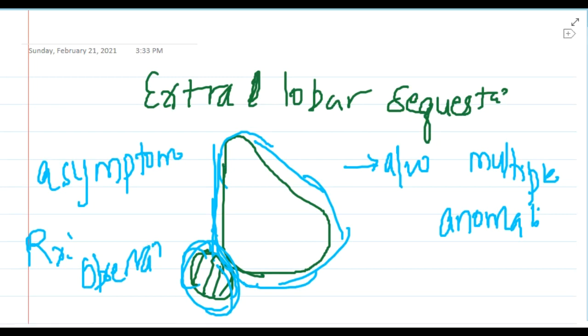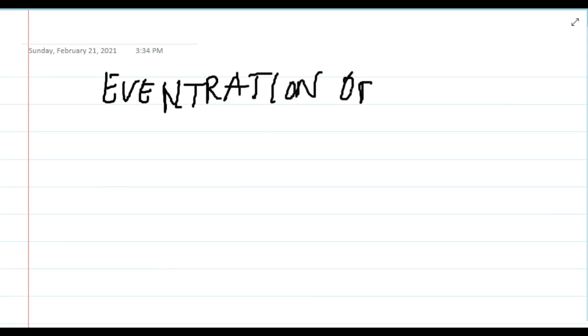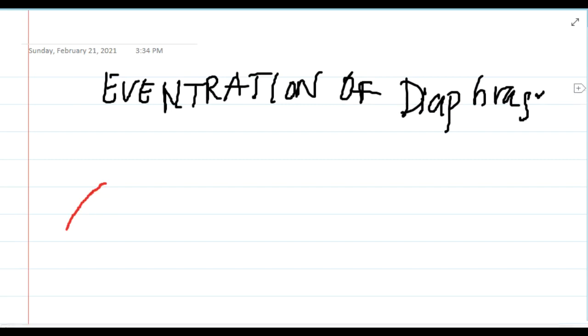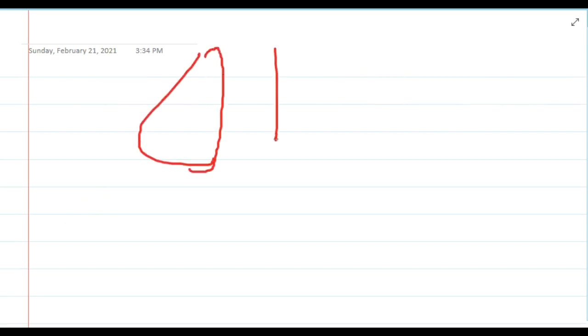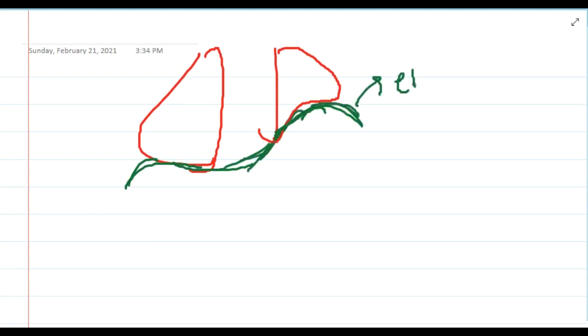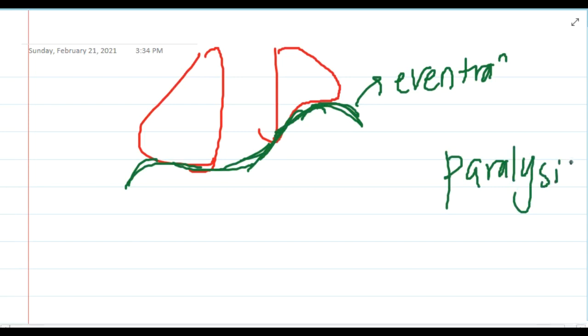Then the next important thing in the lungs is eventration of diaphragm. Eventration of diaphragm is characterized by abnormal elevation of the diaphragm. I will draw it on the next page. This is one lung, this is the other lung. The diaphragm should be like this, and it is abnormally elevated on one side like this. So this is called eventration of diaphragm. This abnormal elevation can be due to paralysis or atrophy of muscle fibers.